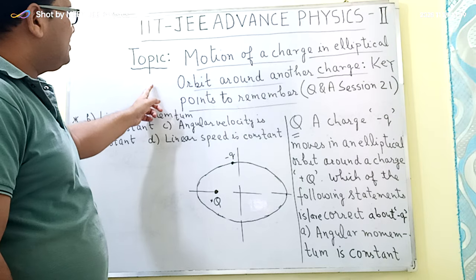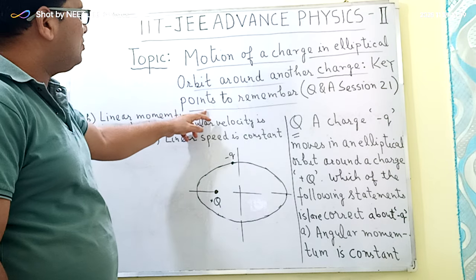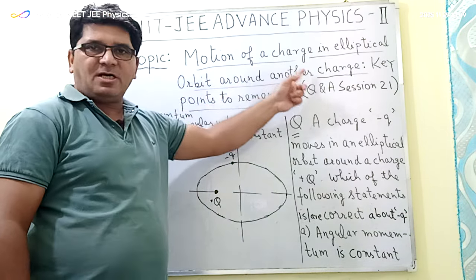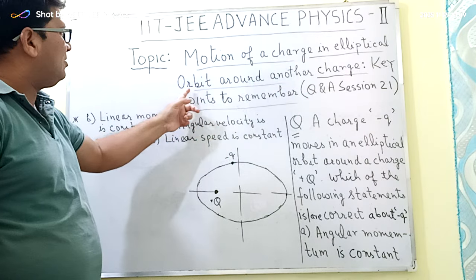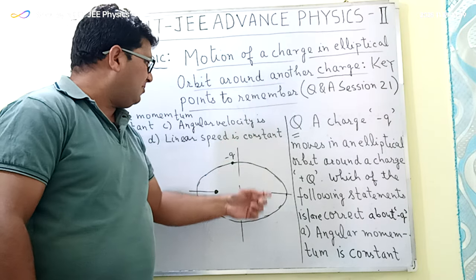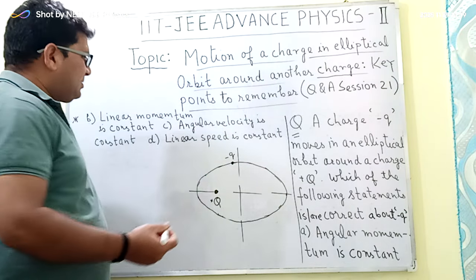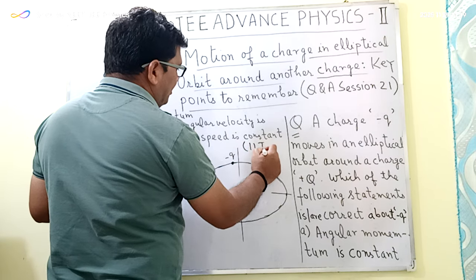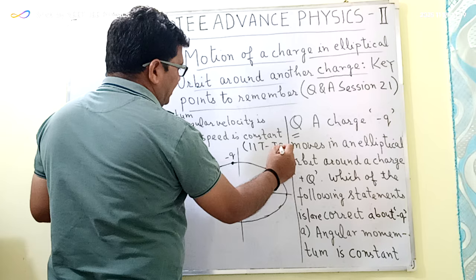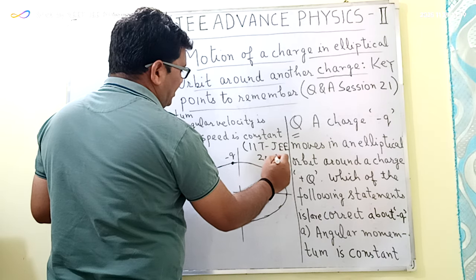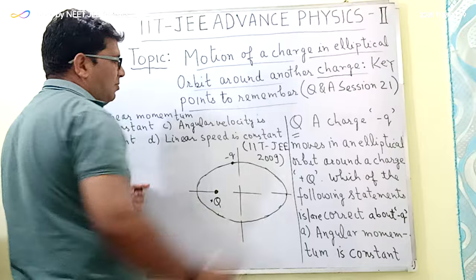The topic is the key points to remember with regards to the motion of a charge in an elliptical orbit around another charge. Based on this topic, a question was asked in the IIT JEE exam in the year 2009. So, this is the question which was asked in the year 2009 and it is based on this topic.